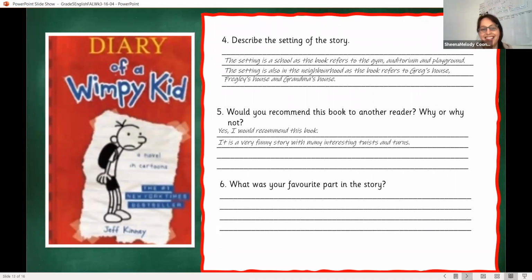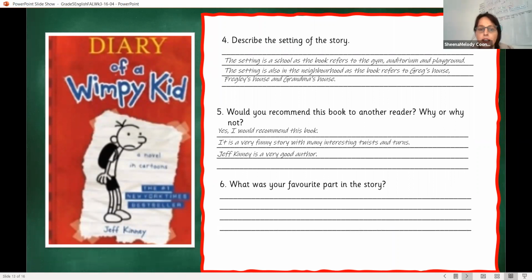Yeah. It's a very funny story and with many interesting twists and turns. Oh, that was a nice sentence. Someone said it was well written. That was a very good sentence because it's funny and interesting. No, you guys, well done. This makes my day. Very good.